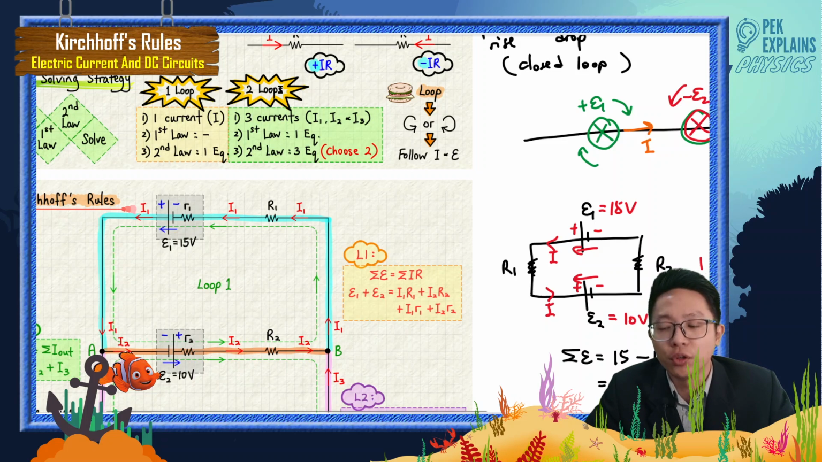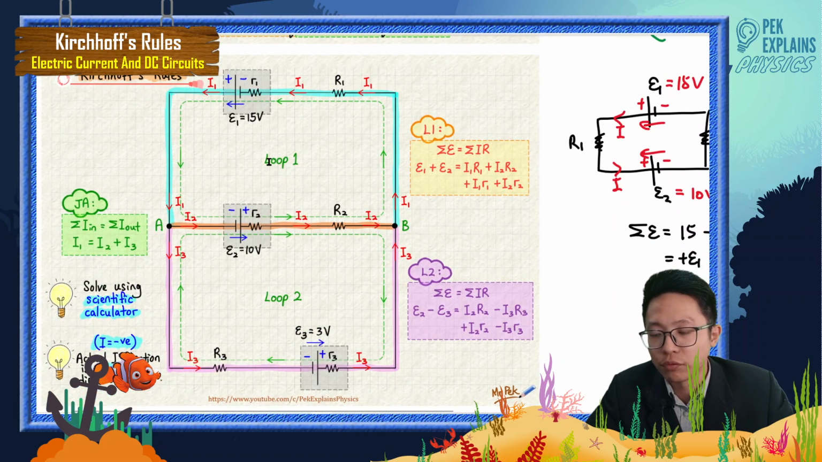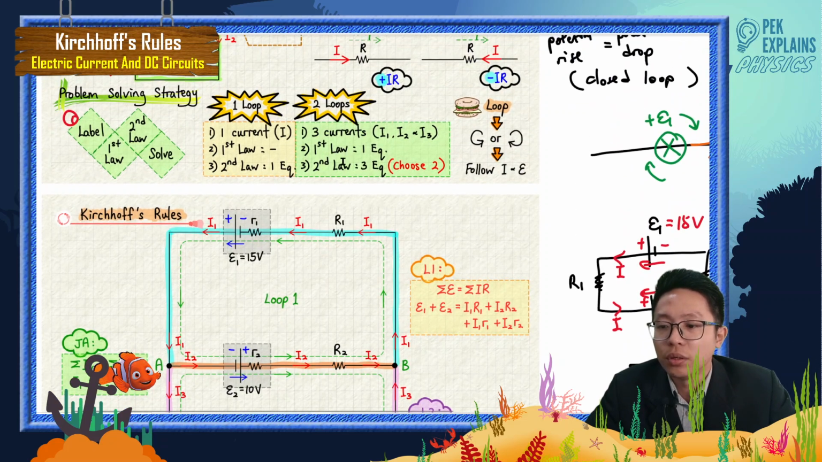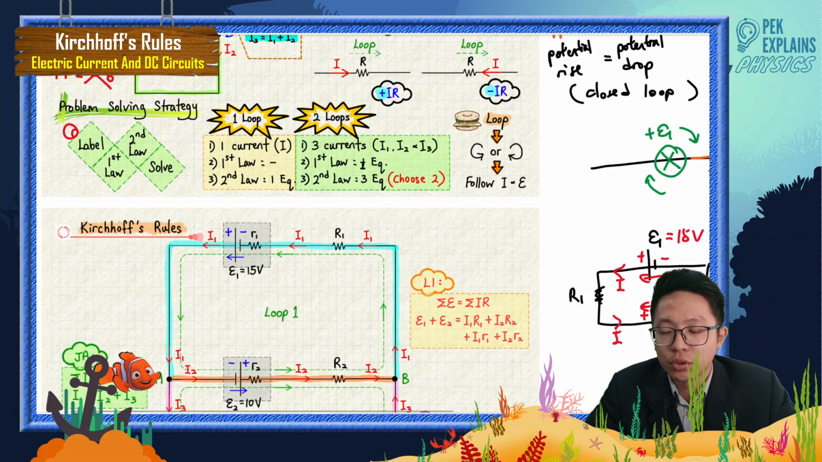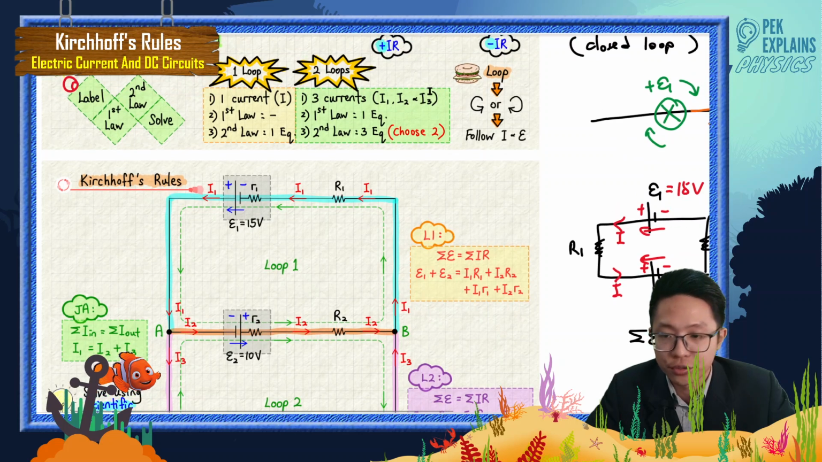Okay. Now for two loops, the question for two loops is like this. You have two loops, loop 1 and loop 2. But if you look at here, even though it has two loops, actually it has three loops: the top loop, the bottom loop, and the big outside loop, without passing the center. Actually, you have three loops here. So for the two loops case, we have three currents, I1, I2, and I3.